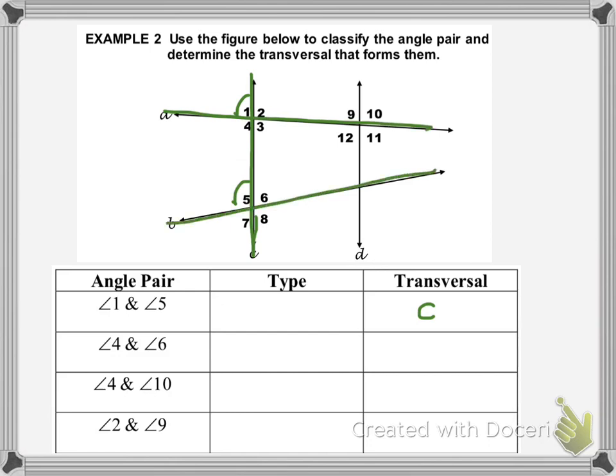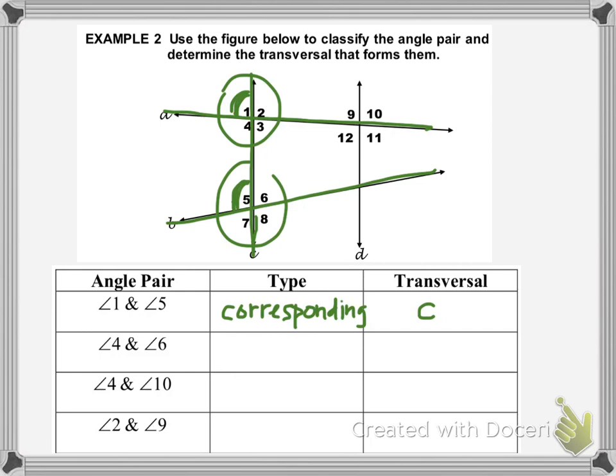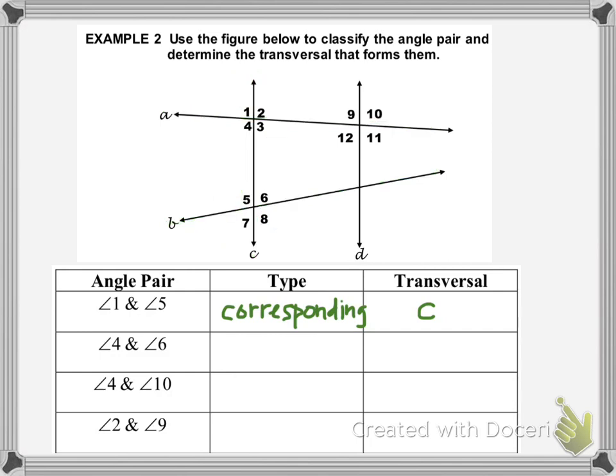So we're trying to figure out what type of angle pair 1 and 5 are. 1 is in the exterior, 5 is on the interior. So it's not going to be alternate interior, it's not going to be alternate exterior, it's not going to be same side interior or same side exterior. Whenever you have that, it's a very good chance that you've got corresponding angles. And the reason why these are corresponding is because they're both in the upper left position of this and this intersection. Now let's take a look at the next one, angles 4 and 6.